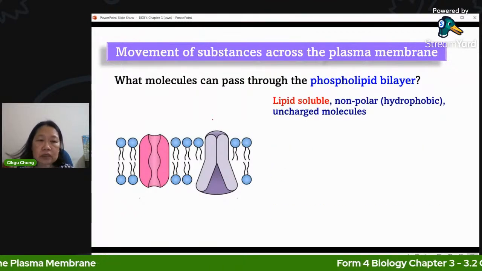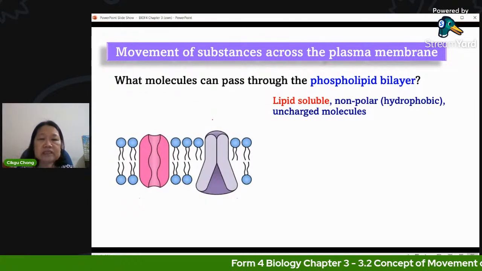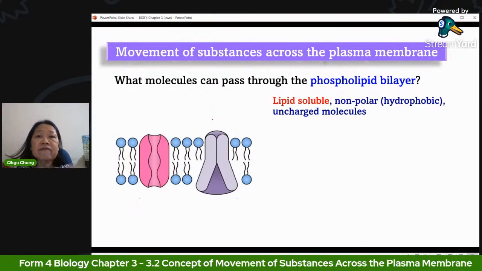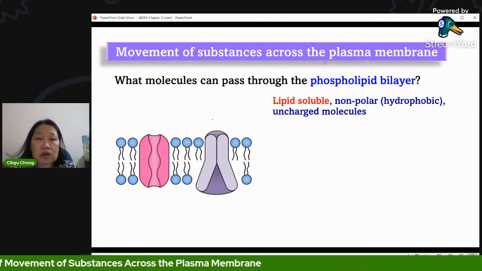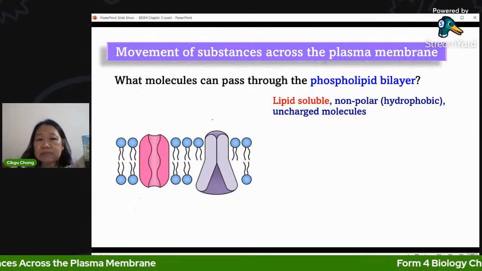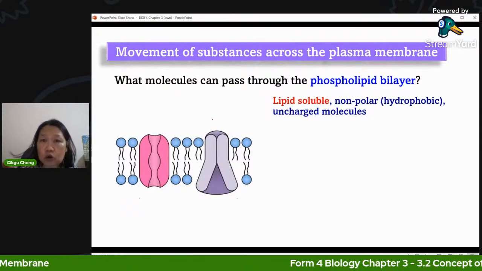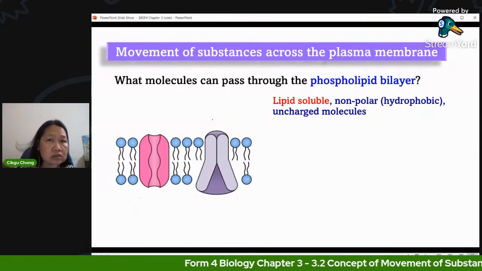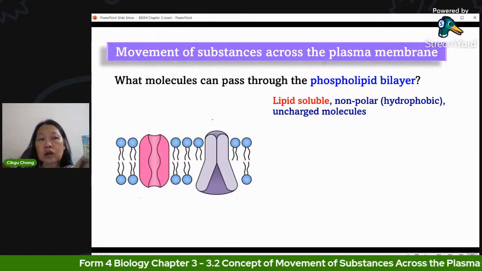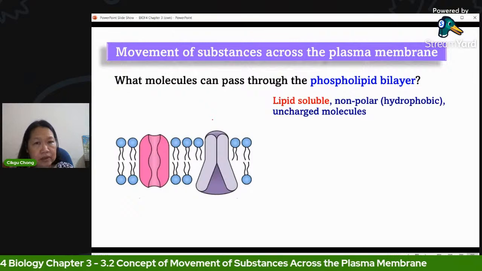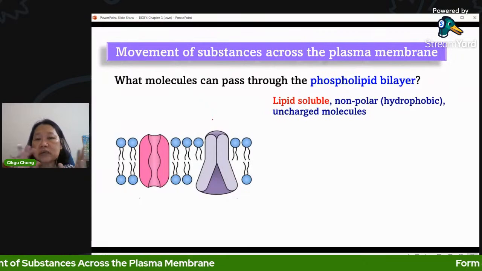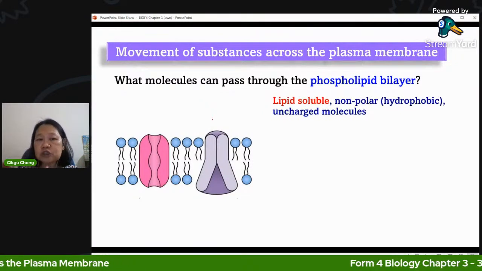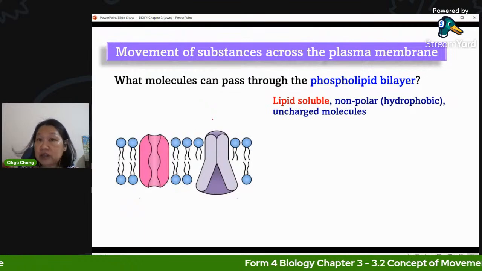Okay, number one, the molecule has to be lipid soluble. That means they are able to dissolve in lipid, or they are fat soluble. Examples would be fats. These fat molecules are definitely fat soluble. When something is fat soluble or lipid soluble, it means it's not water soluble. So substances are either water soluble or fat soluble. If it's not water soluble, it could be lipid soluble. And if it's not lipid soluble, it should be water soluble. All the molecules which are lipid soluble should be able to pass through the phospholipid bilayer.